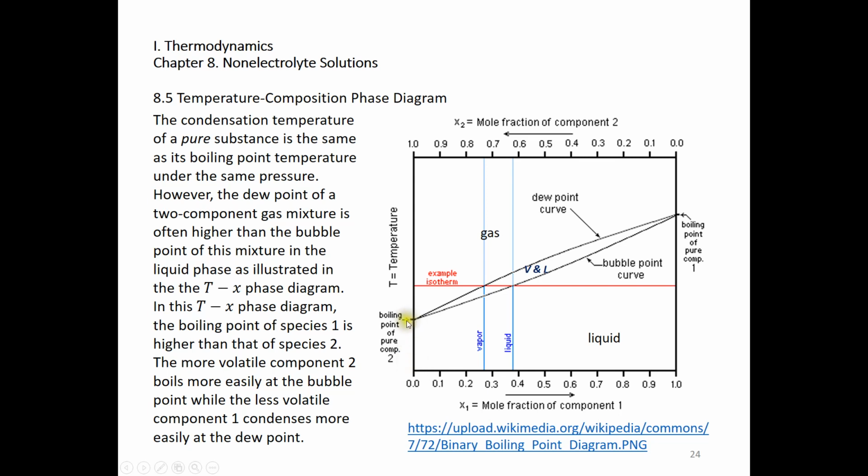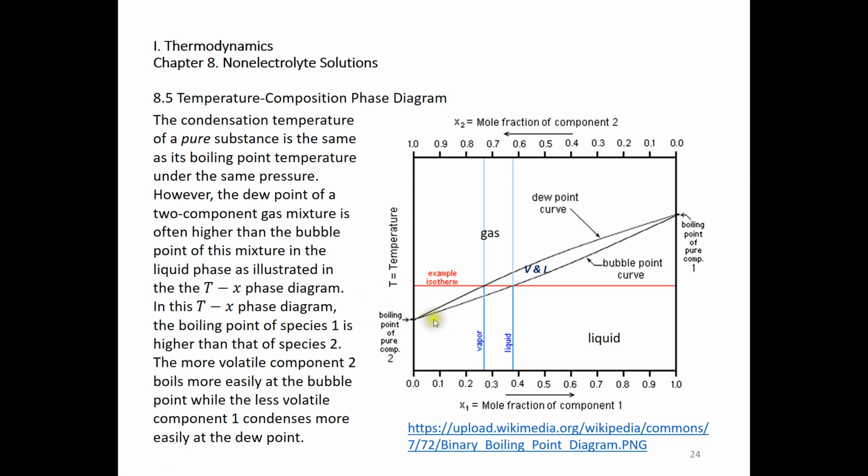And over here, this component 2 starts to boil. Under the given pressure, it starts to boil. At this temperature, the liquid phase and the gas phase of component 2 are at equilibrium, and also the vapor pressure of component 2 is equal to the external pressure. That's why you start to see the bubbles coming out of the liquid, only because the vapor pressure of component 2 is large enough to overcome the external pressure.